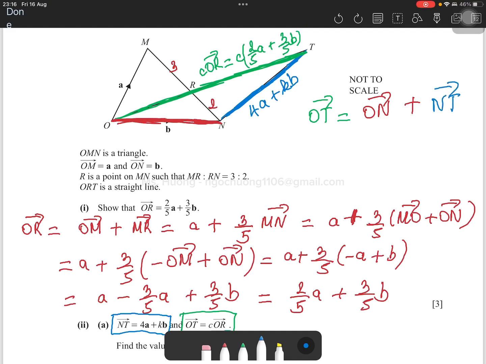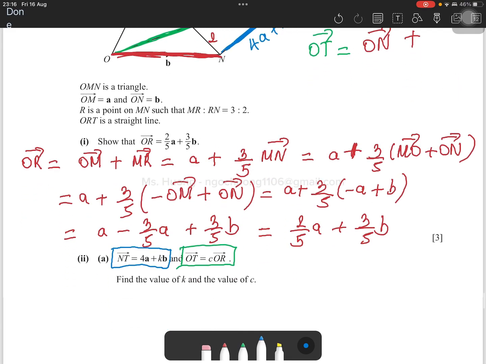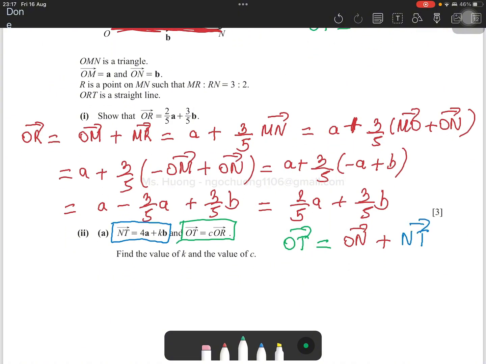So we'll write down this relationship. Vector OT equals vector ON plus vector NT. So let's talk about each of them. The vector OT is C multiplied by vector OR. And from question A, vector OR is 2/5 of A plus 3/5 of B.